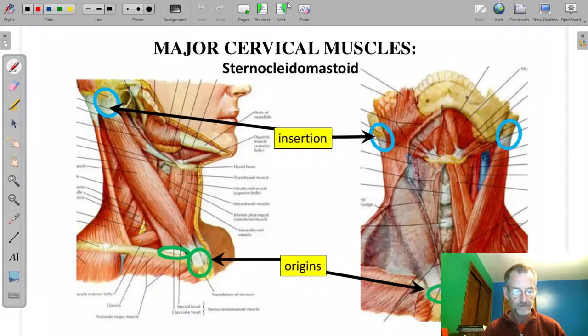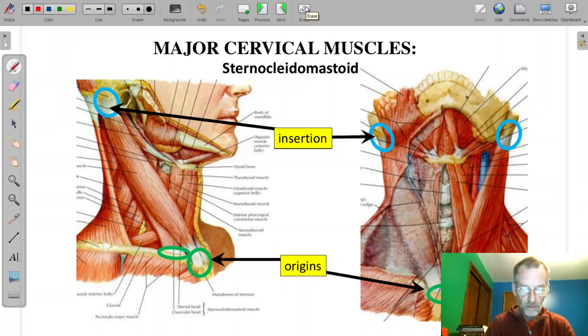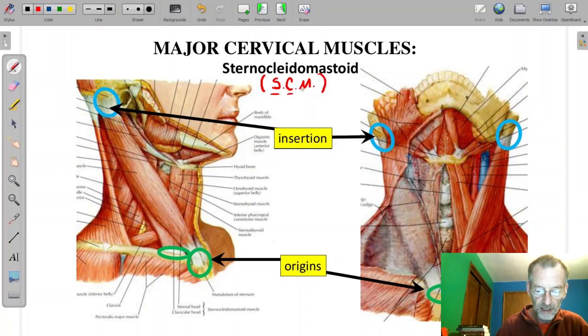Next slide. Okay. So let's do a little bit introducing some of the major cervical muscles. What I'm pointing out is just the origin and insertion of the sternocleidomastoid. And after you spell that out once, you can then abbreviate it as the SCM. Sternocleidomastoid.